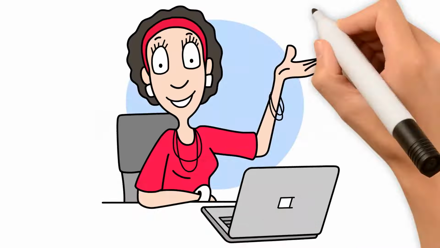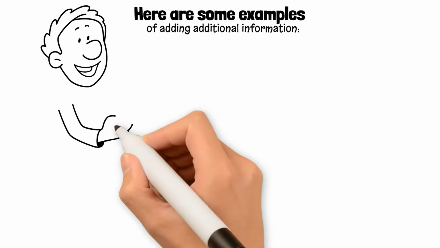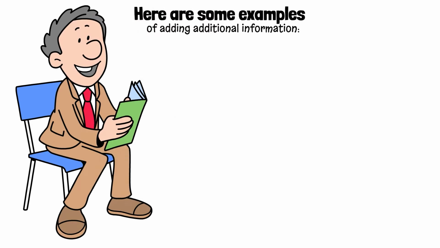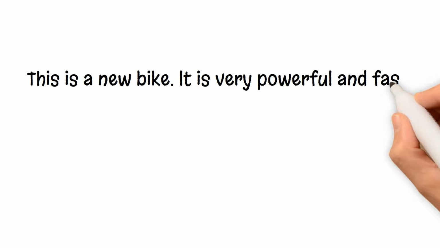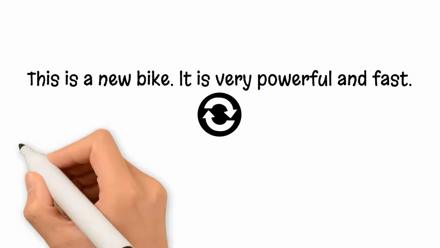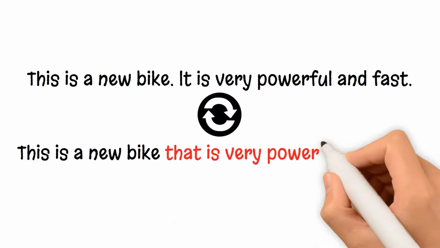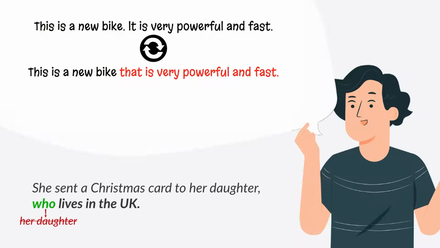Often, many of us want to add additional information about something during conversation. Here are some examples of adding additional information. This is a new bike. It is very powerful and fast. This statement can instead be said in a single sentence. This is a new bike that is very powerful and fast. Also, using relative clauses means that there's no need to repeat information. She sent a Christmas card to her daughter, who lives in the UK.